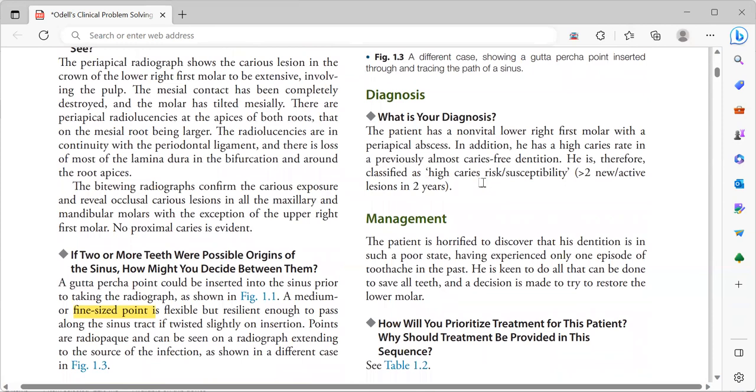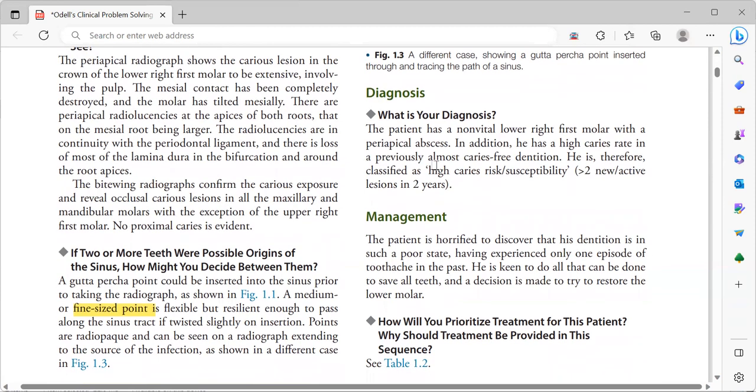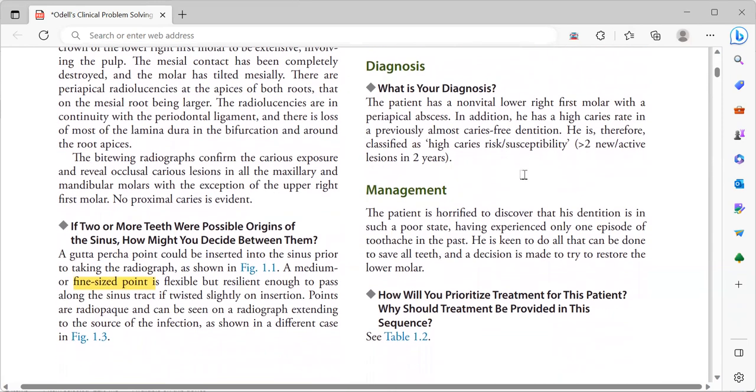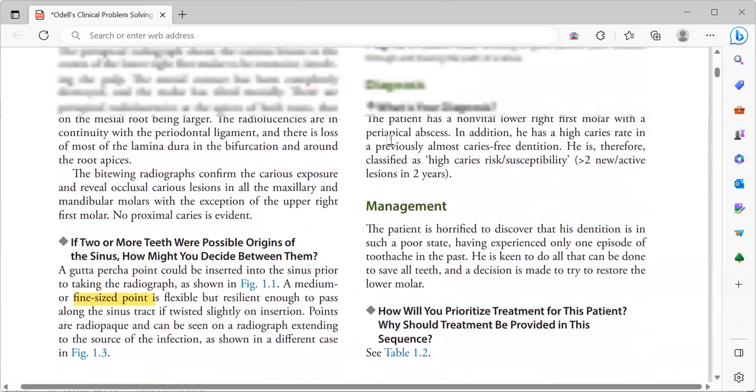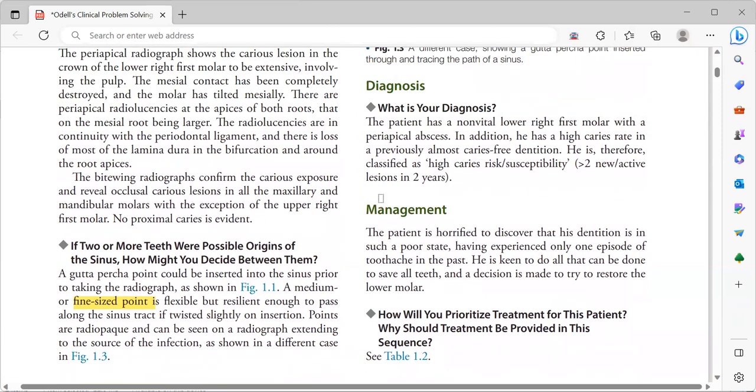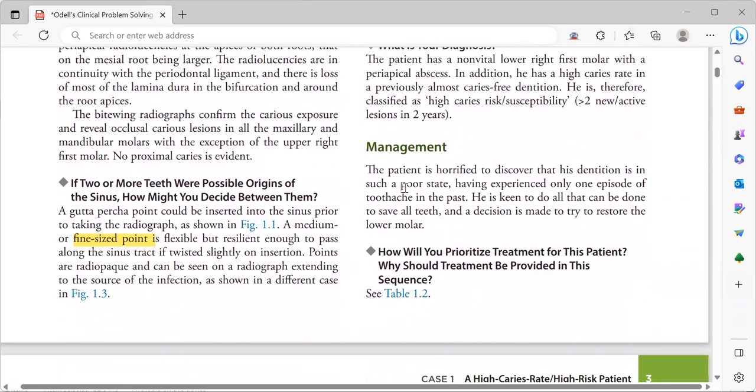Okay, so he is at high caries risk because he has more than two new or active lesions in 2 years. You will come to know which patients are high risk, which patients are low risk or moderate risk in Evans' article if you read that. So we have found the diagnosis. Now how will we manage it?